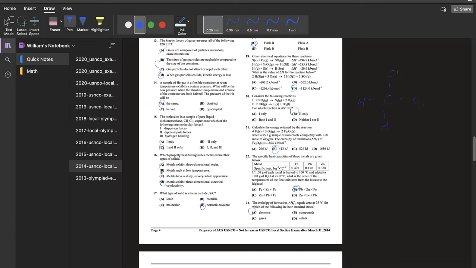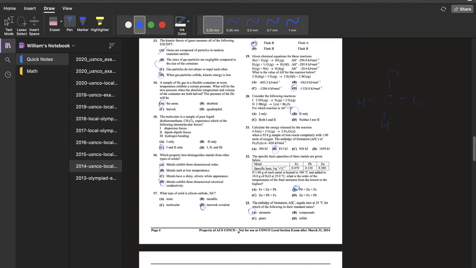Metals melt at low temperatures. That's just false, so you wouldn't choose that. Metals have a shiny, silvery white appearance. It's tempting because in your mind, that's probably what you think a metal is. That's the picture that pops up. But it's not right because not all metals have that appearance. For example, pure copper is red. So that leaves you with D, and that's why you choose it.